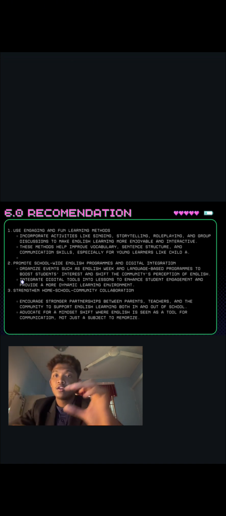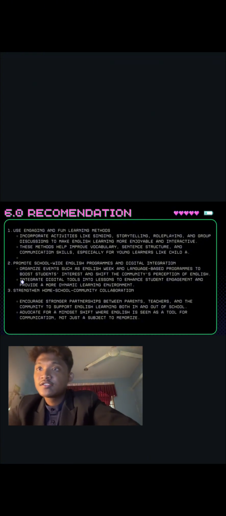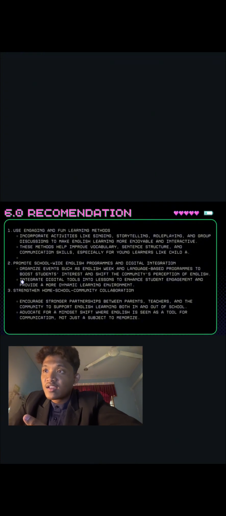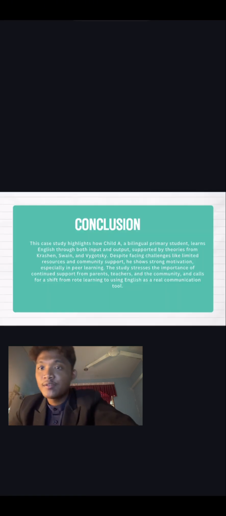Lastly, strengthen home-school-community collaboration. I mean the interaction between home, school, and community. It encourages stronger partnership between parents, teachers, and the community to support English learning both in and outside of school. It advocates for a mindset shift where English is seen as a tool for communication, not just a subject to memorize. We must change the community first in order to succeed in helping Child A, or students like Child A, to learn English effectively. So with that, I conclude my case study.